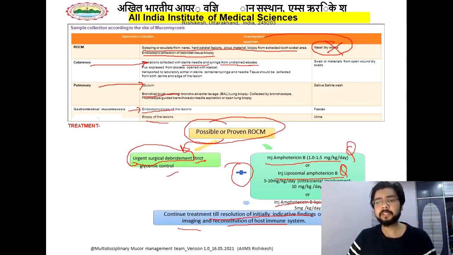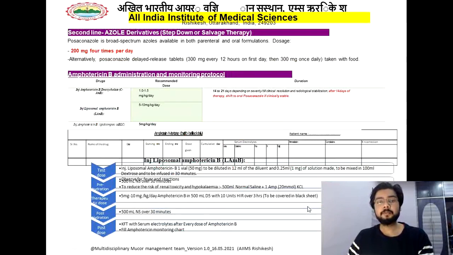Injection amphotericin B is 1 to 1.5 mg per kg per day. Liposomal is 5 to 10 mg per kg per day. If intracranial involvement is there, then the dose is 10 mg per kg per day. Lipid complex is 5 mg per kg per day.